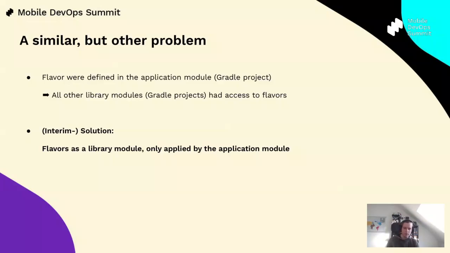An interim solution for this was that we moved the flavors out of the application module into a library module and applied that flavors module only in the application module. So with this change, we make sure that only the application knows about all those flavors, those white label apps, but the rest of our libraries do not see those flavors, and therefore build time decreased.